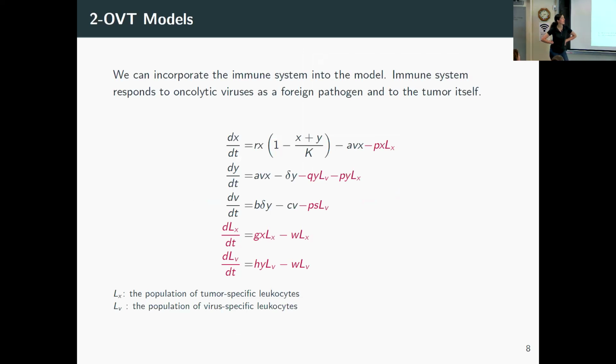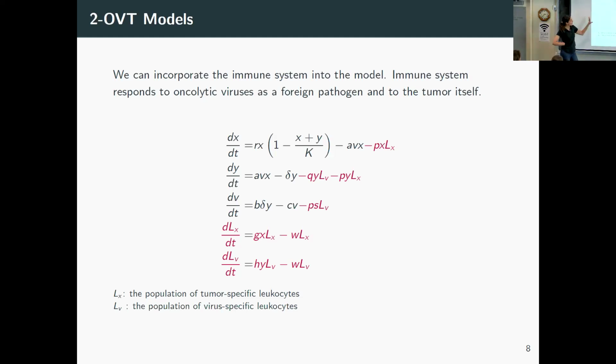So now we're going to incorporate the immune system inside the model that we had. We separate the leukocytes into two parts: the tumor-specific ones shown by LX, and the virus-specific ones by LV. The healthy tumor cells are being killed by the tumor-specific ones. When the tumor cell is infected, we have both LV and LX here, and the virus is only being killed, of course, by the virus-specific leukocyte.